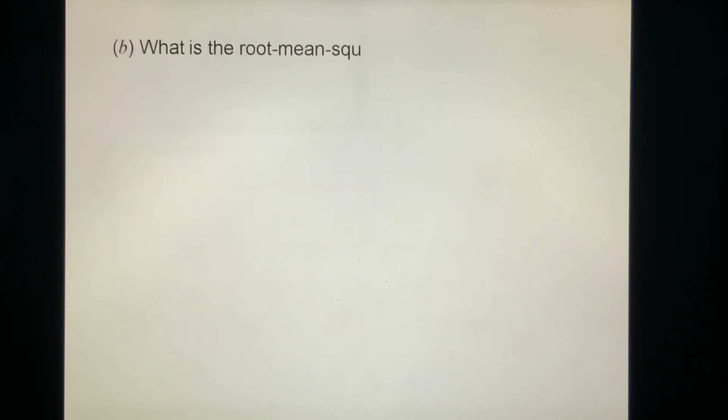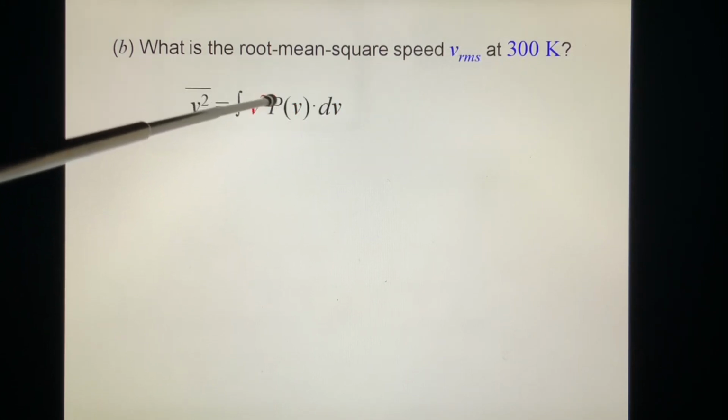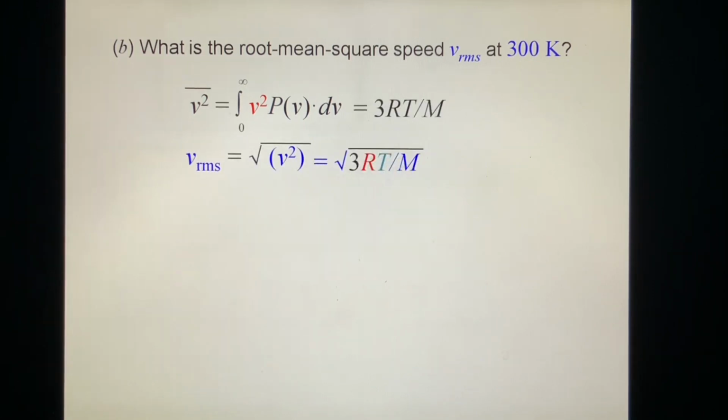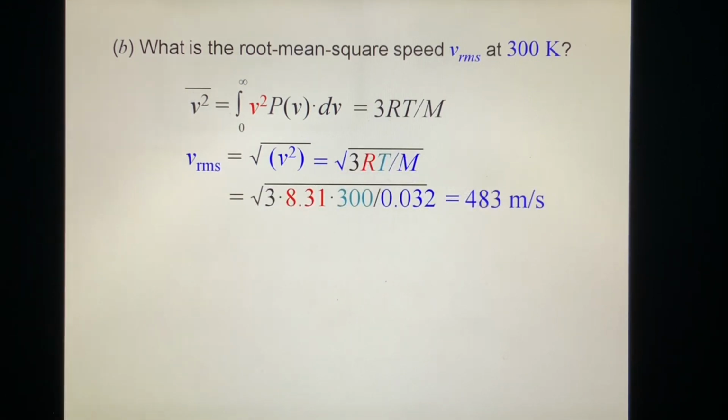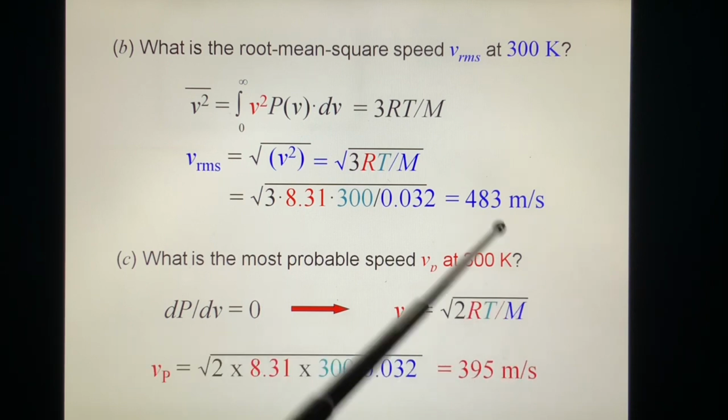Question B: What is the root mean square speed, V rms, at 300 K? Then we have a formula too. This is a square average and a square root, so this equals the square root of 3RT over M. We put a number inside. This one is bigger than the average, right? And finally, we have the most probable speed. We put a number inside. This is the square root of 2RT over M, we get about 393, it's smaller than this one.